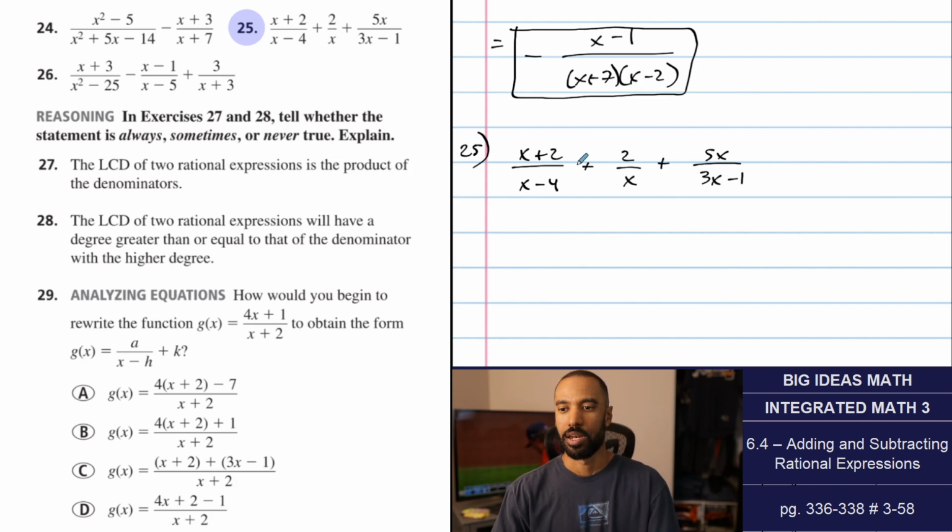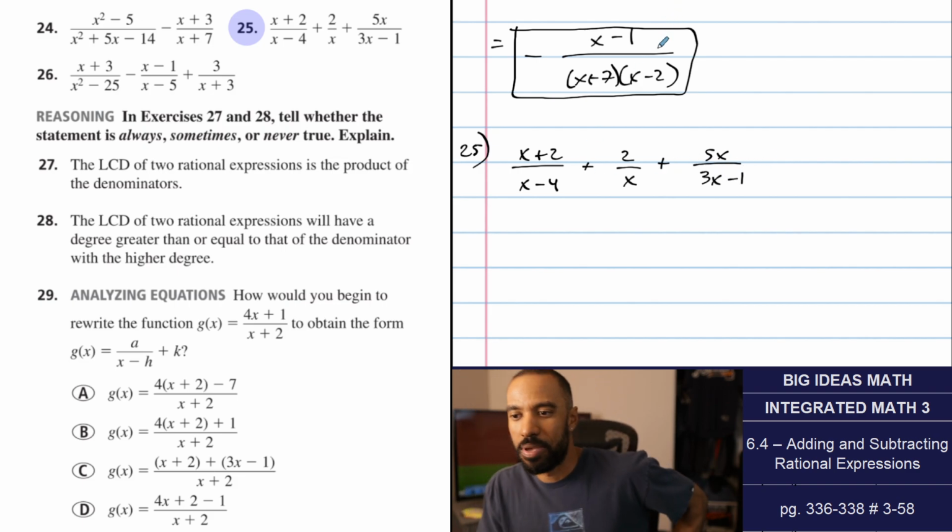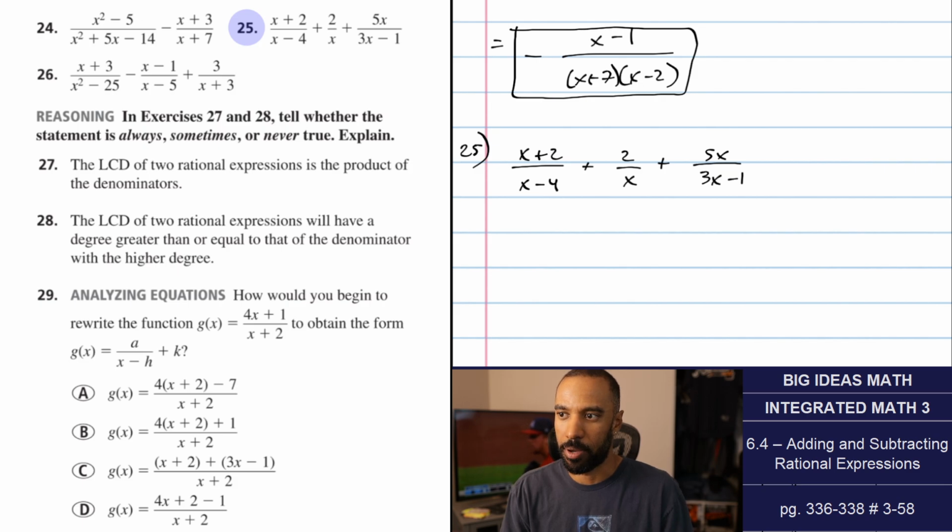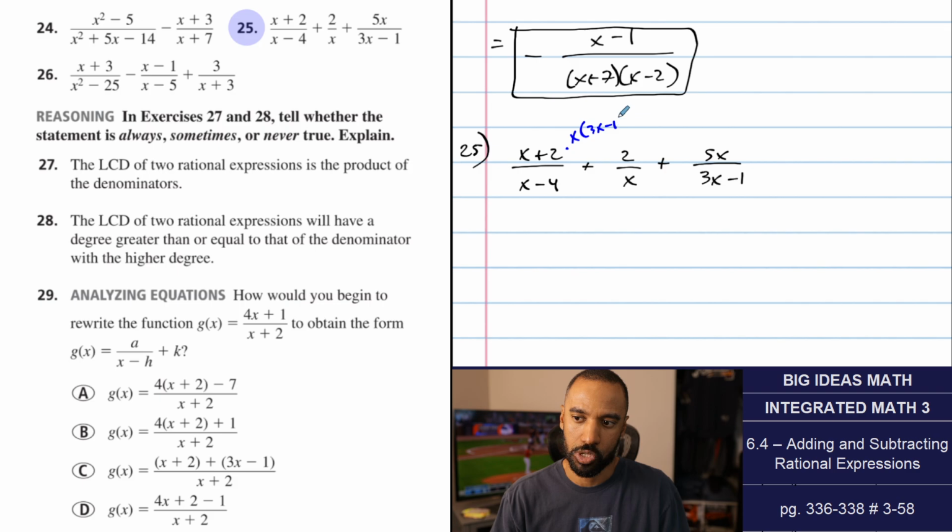Straight up, nothing can factor on bottom, so whatever's missing in the other guy is what we have to multiply by. Case in point, I have to multiply this top and bottom by x times 3x minus 1. I didn't give myself quite enough space to write what I want to write here. I have to multiply this by x minus 4 times 3x minus 1. Guys, there's going to be a lot to do on this problem.